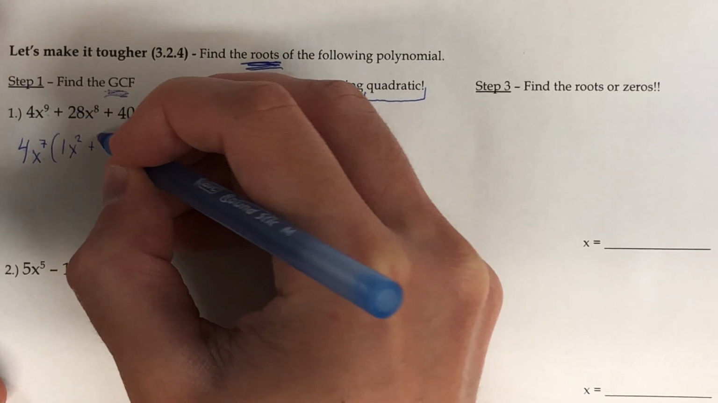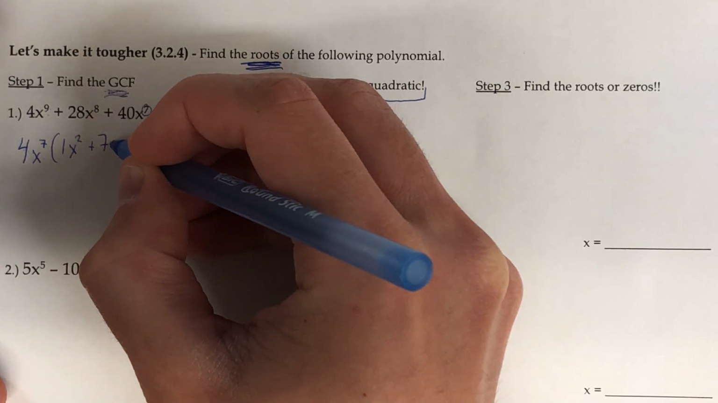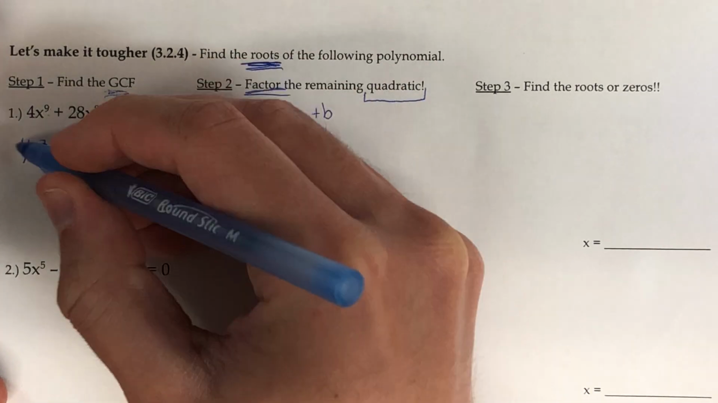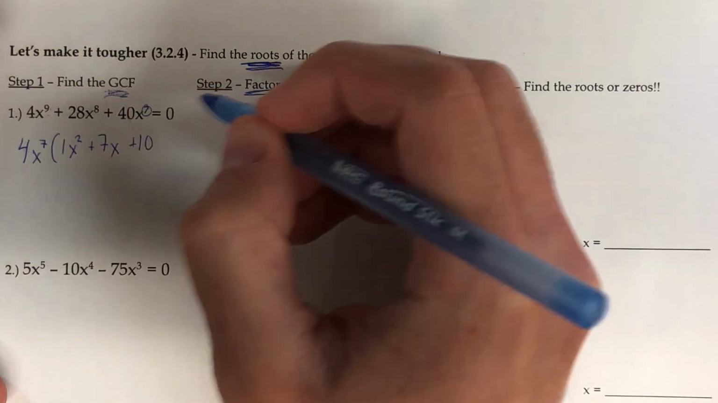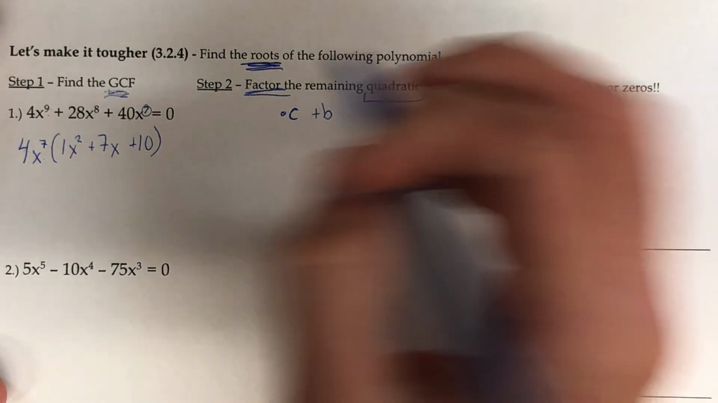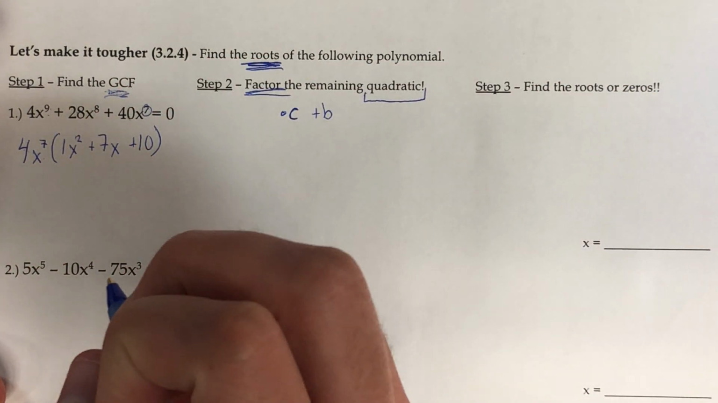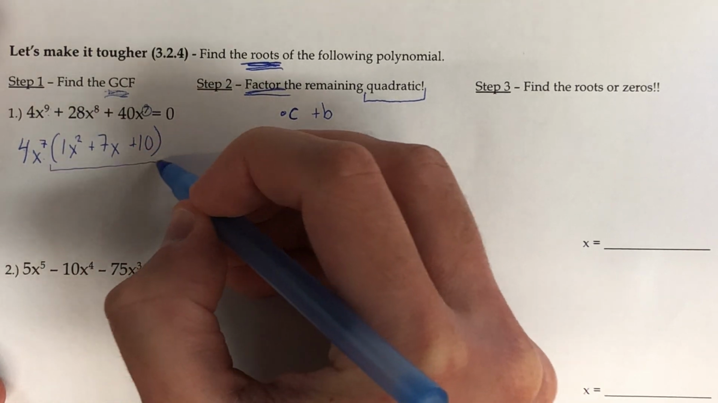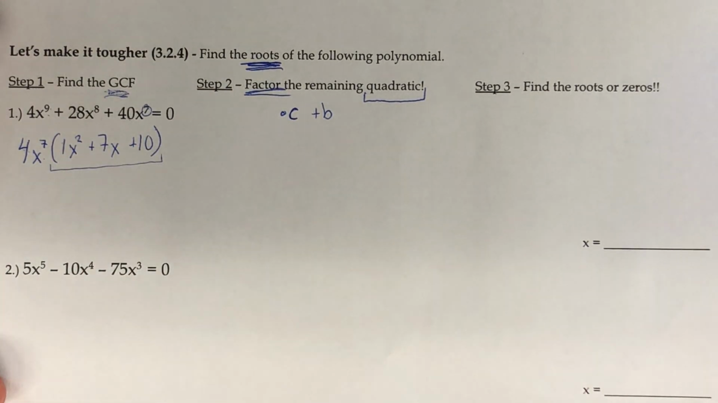28 divided by 4 is 7. 8 minus 7 is just 1, so I just have x. 40 divided by 4 is 10. x to the 7th divided by x to the 7th cancels. So what we have left over now is a quadratic where our a value is 1.